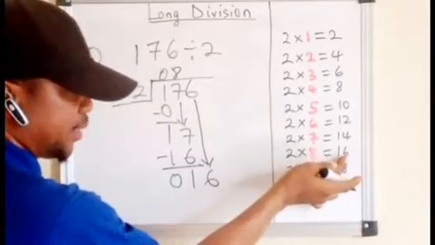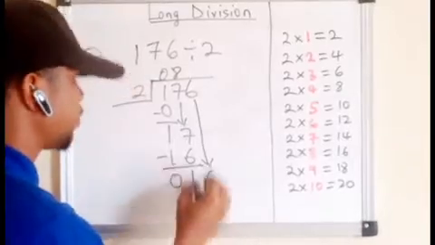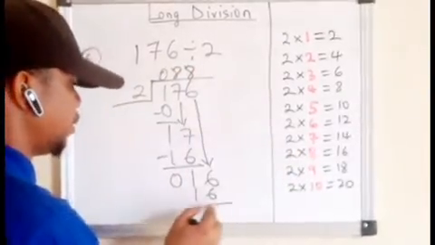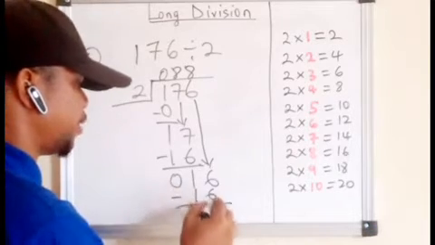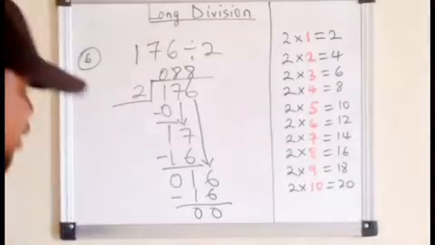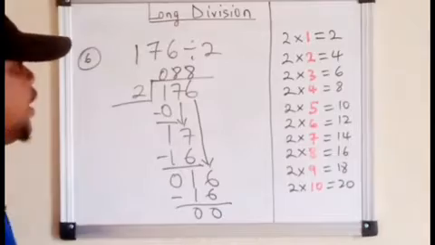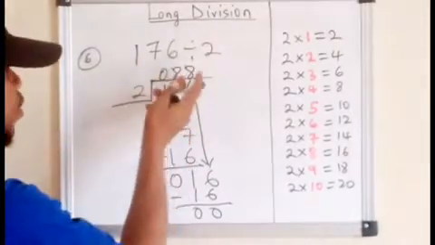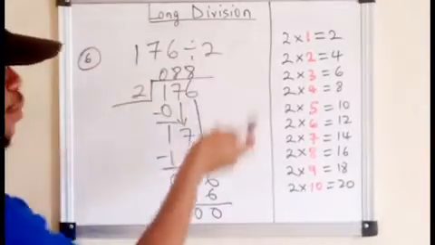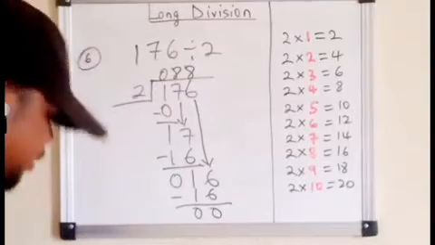We'll search for 16 on this column. We'll pick the 16 and write it down here. And the middle number there is 8. The middle number there goes up. Then we subtract. 6 minus 6 is 0. 1 minus 1 is 0. And that is it. So our answer becomes 88. So 176 divided by 2 is equal to 88.